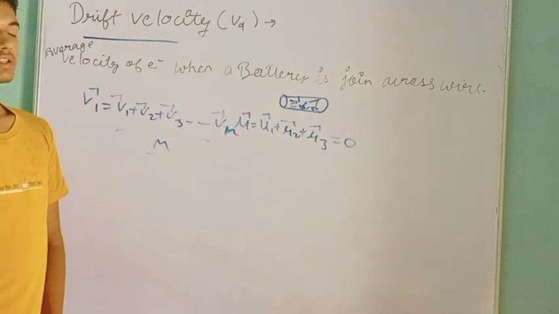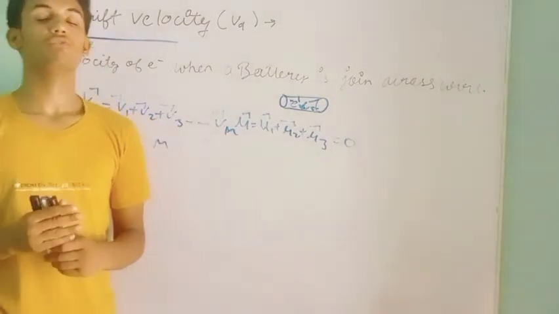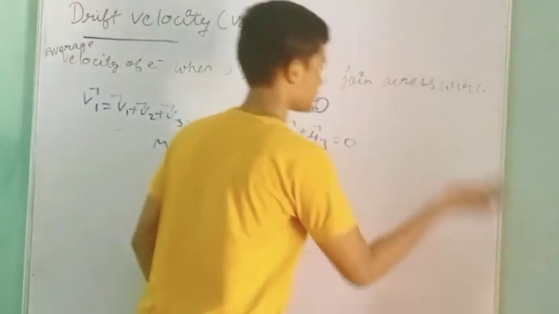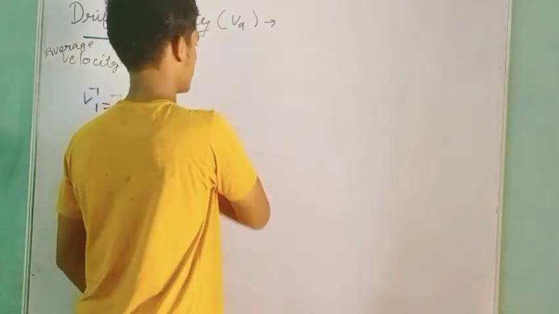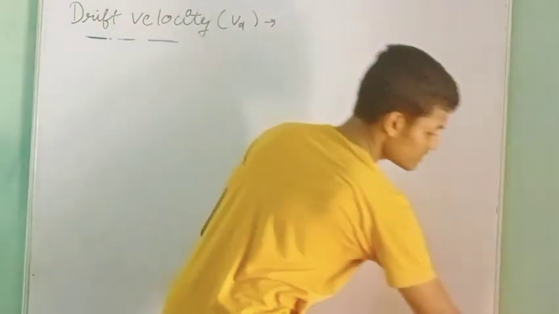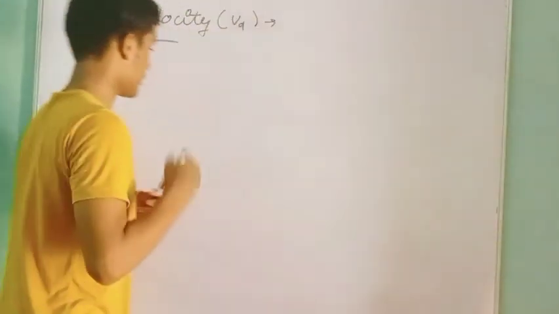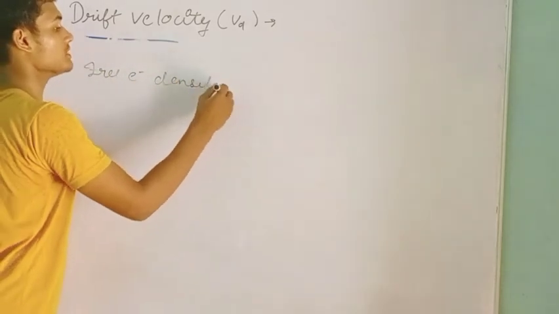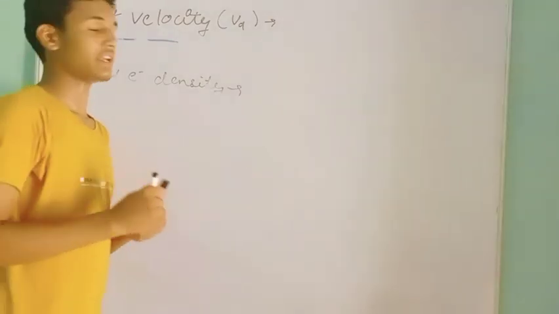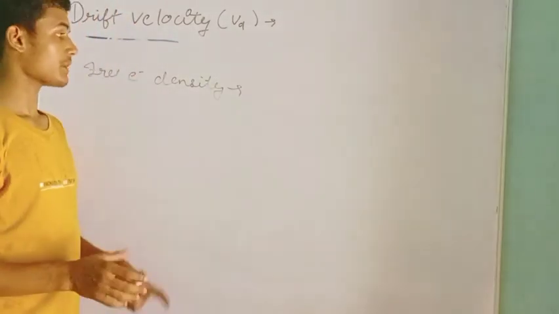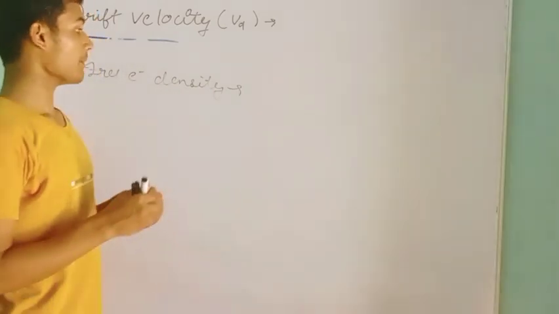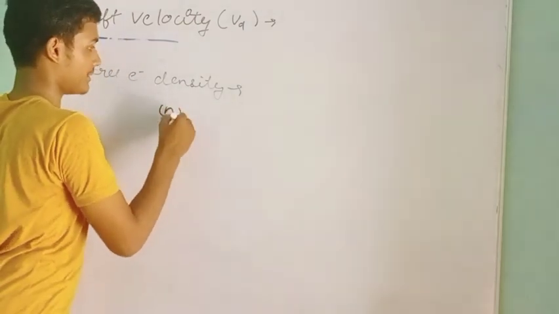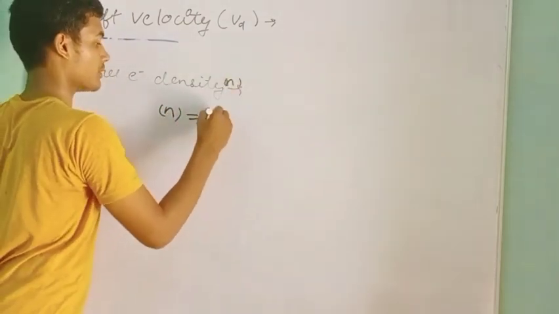Now we discuss free electron density. What is free electron density? We have to study about it. We know what density is, so here also we ask what free electron density is. Density is a ratio to volume, so it is the number of free electrons in unit volume. Here the symbol is n.